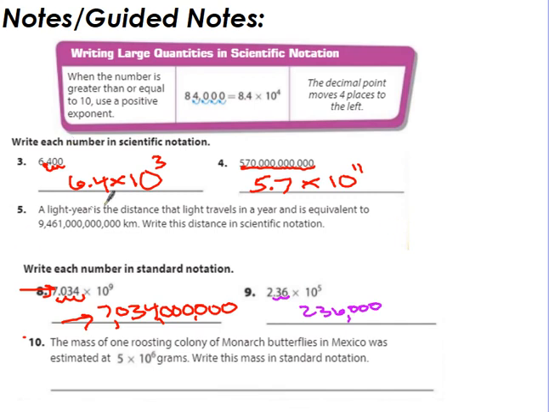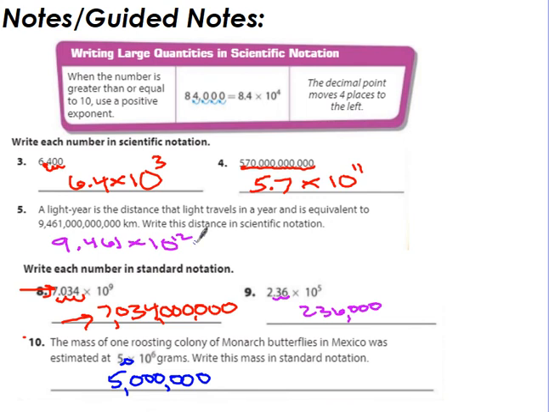Okay, so now this is talking about the light year. A light year is the distance that light travels in a year, and is equivalent to this many kilometers, right? This distance is in scientific notation. We use these numbers all the time in space, astronomy and science, because everything in space is very, very far away from each other. So if you haven't done so, pause and try 5 and 10, please.